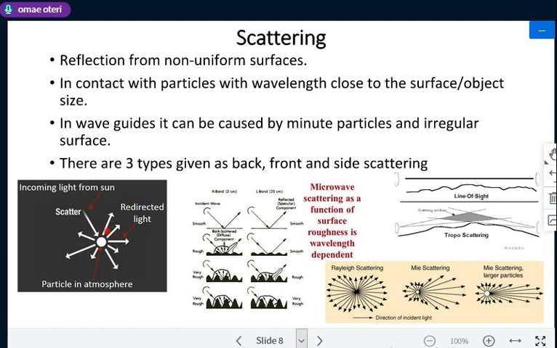So when it comes in, if it finds an obstacle, some signals will go back to the source, which means that's back scattering. Then when a signal moves still in the same direction as the incoming signal, we call that front scattering. And then when we have it on the side, either this side or that side, we call it side scattering. So it's just a type of reflection which we dealt with last week.